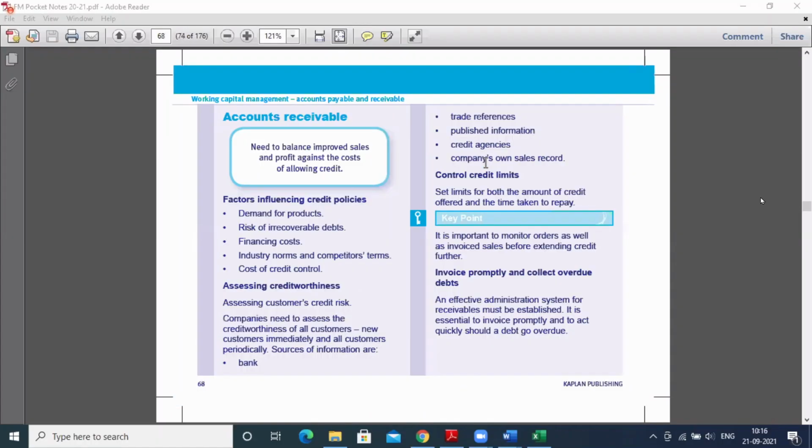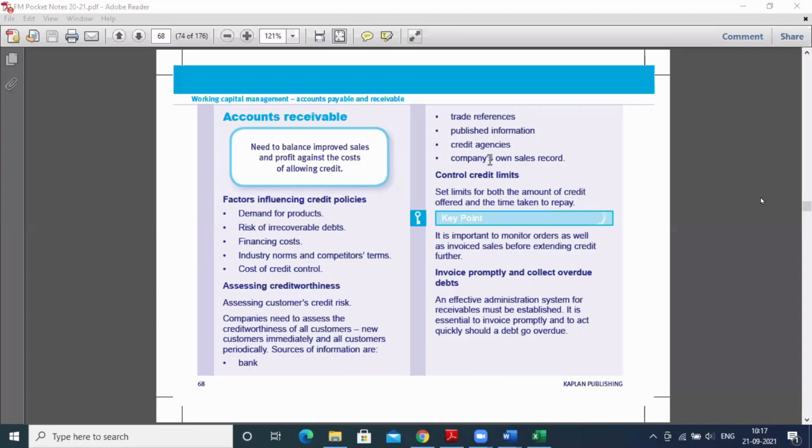So accounts payable and accounts receivable. This payable and receivable is another important concept of our inventory, working capital management. And I hope most of you might be aware about accounts receivable. So first we'll focus on accounts receivable.